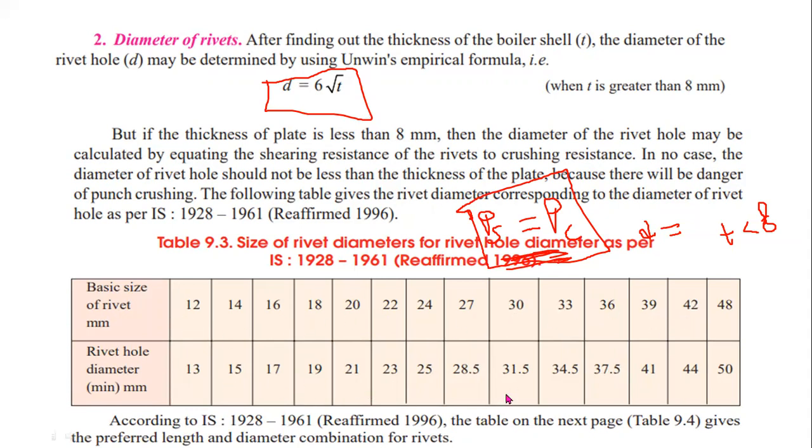And these all are the standard rivet holes: 13, 15, 17, 19, 21, 23, 25, 28, 31, 34, 37, 41, 44, 50. These all are the standard rivet holes.